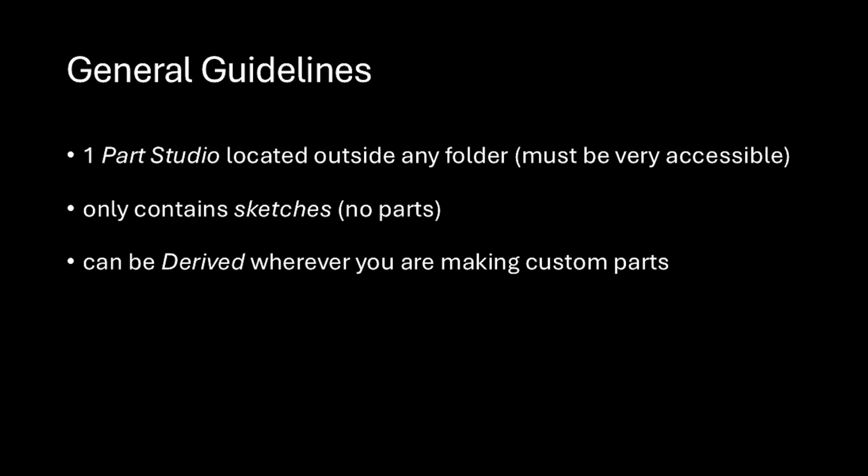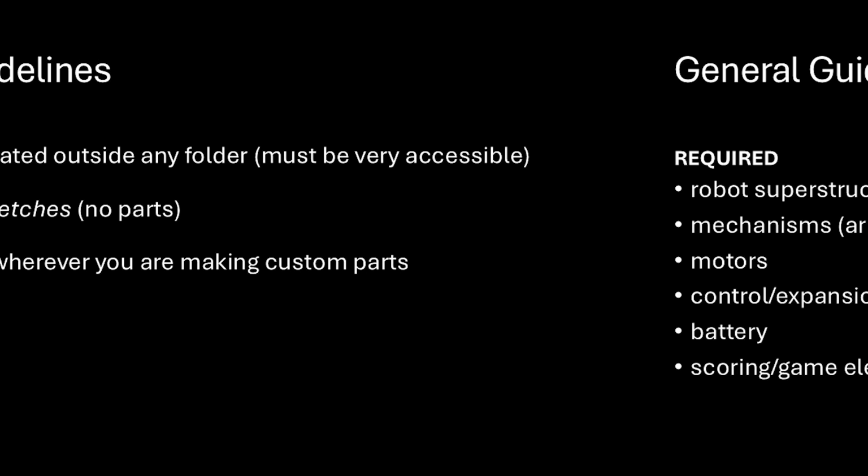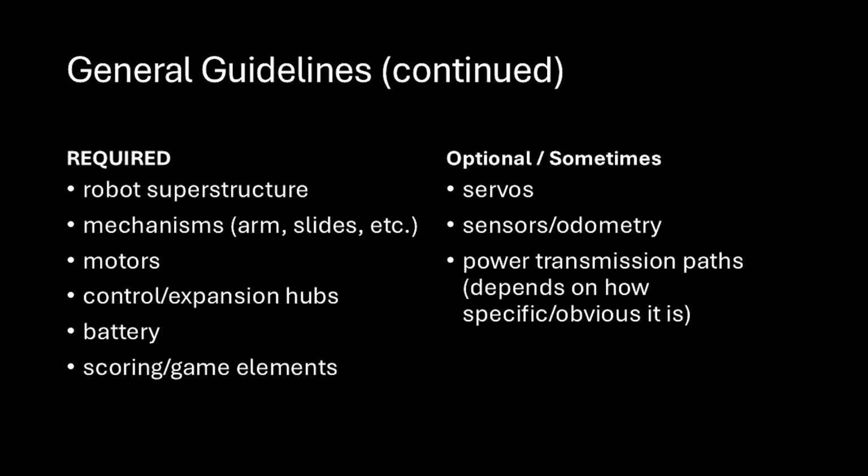And finally, make sure that your layout sketch can be derived into whatever part studio you are using to make your custom parts. That way you can use your source of truth as a basis for whatever parts you are making, so that you are sure that your parts reflect whatever you and your team have agreed on in the layout sketch. Now, let's talk about some of the things that you should have in your layout sketch to properly define your robot.